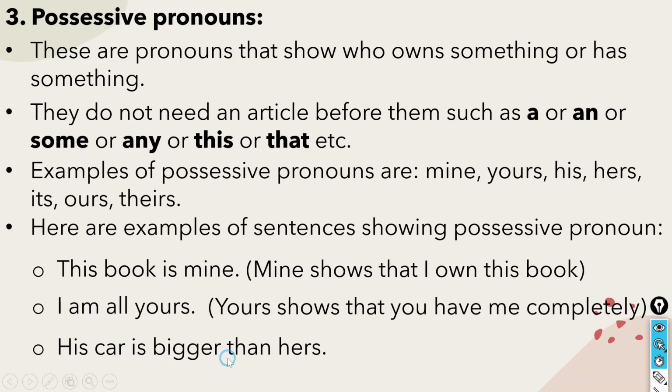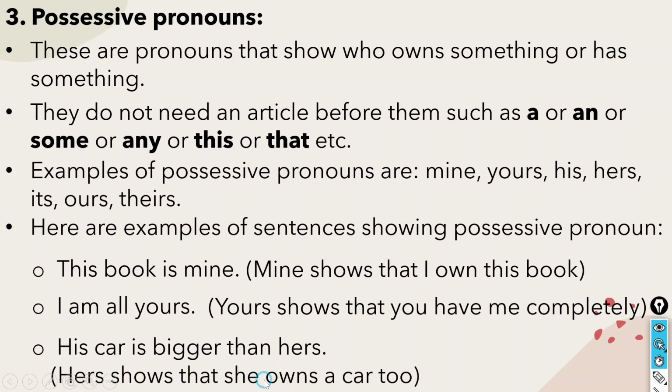His car is bigger than hers. So in this sentence, we are saying hers shows that she owns a car too. In this case, we actually have two situations. His car is bigger than hers. In such a case, hers also shows ownership and his also shows ownership, but in this example we have just said hers shows that she owns a car too.